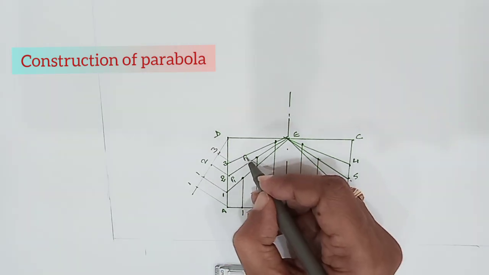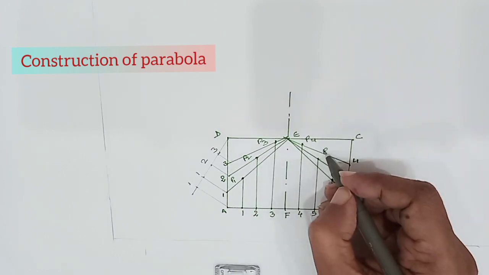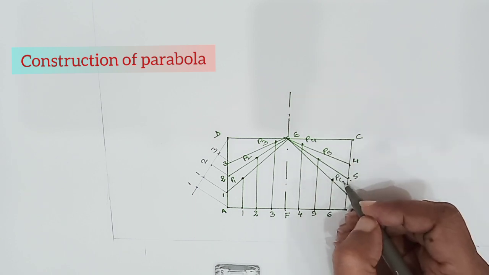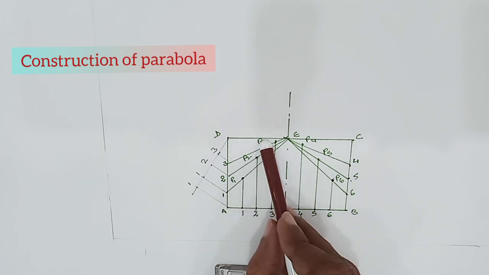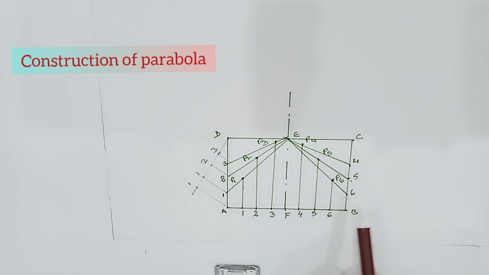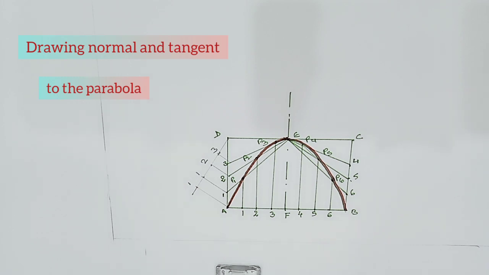Say P1, P2, P3, P4, P5, P6. Then passing through all points, starting from A, passing through all points, say P1, P2, P3, E, P4, P5, P6 and B, draw a smooth curve. This is the parabola. After that, we have to draw normal and tangent to the curve.